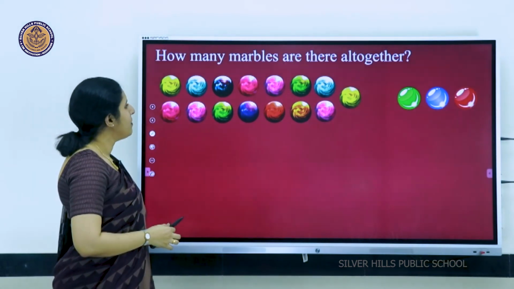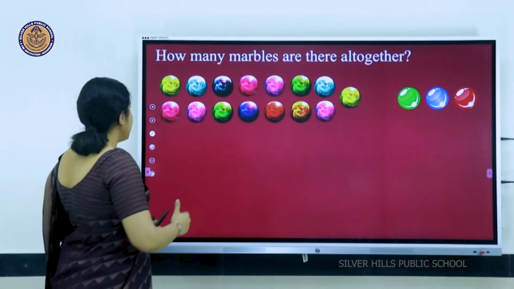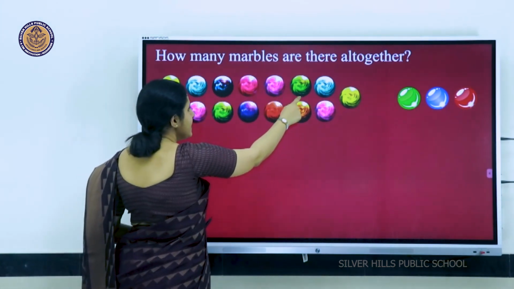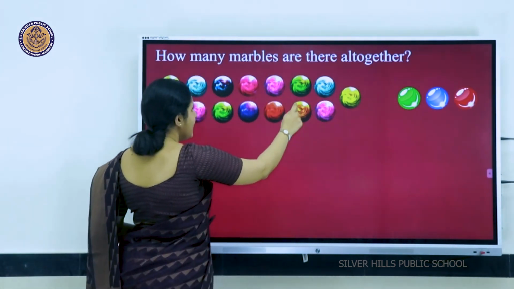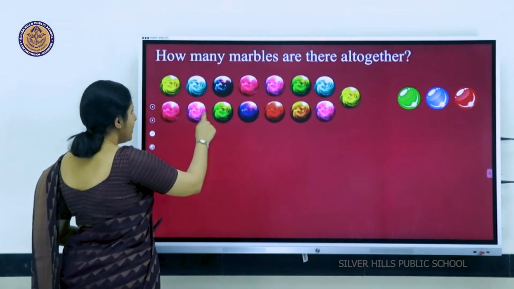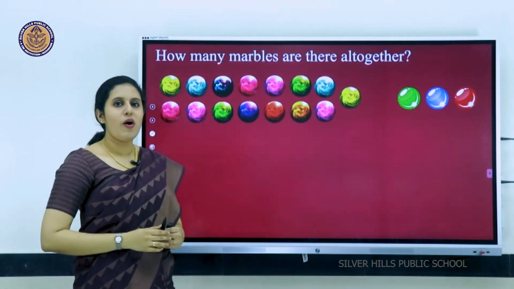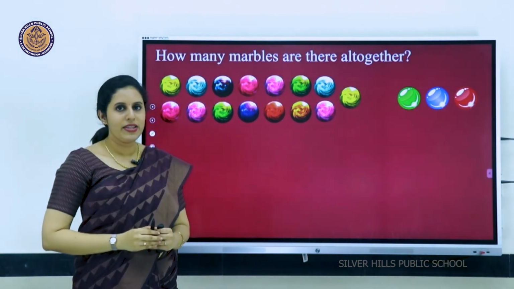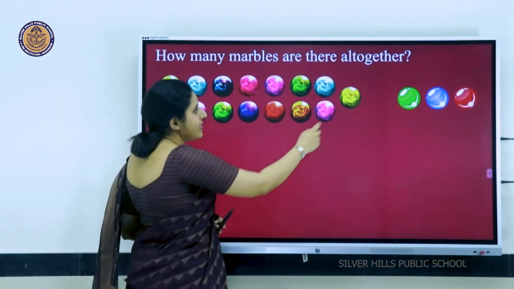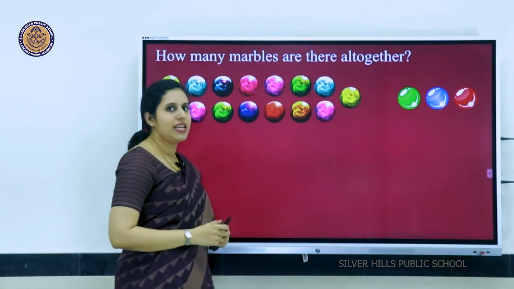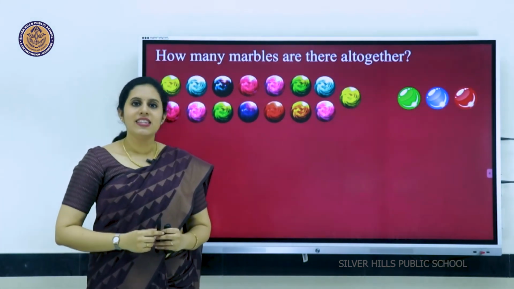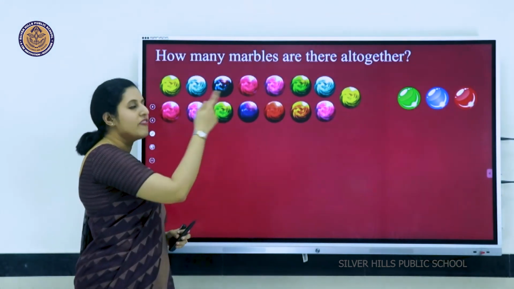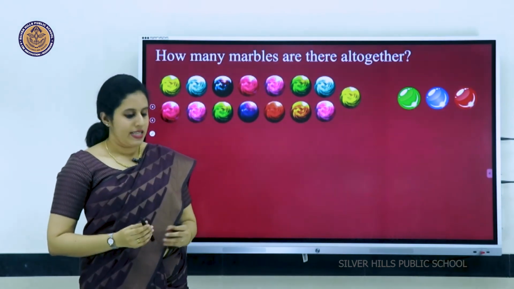Let us see how many marbles are there on the left side. So, 1, 2, 3, 4, 5, 6, 7, 8, 9, 10, 11, 12, 13, 14, 15. So, how many on the left side? Yes, 15 marbles are there on the left side. Now, let us see the right side. How many marbles are there? Yes, there are 3 marbles. So, 15 on the left side and 3 on the right side.